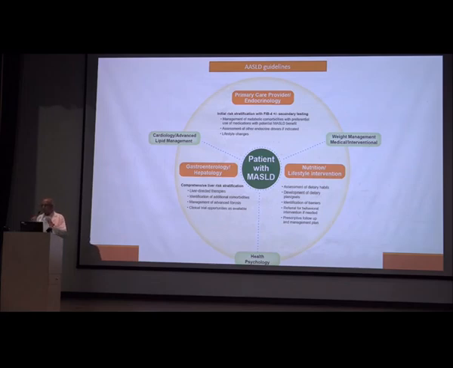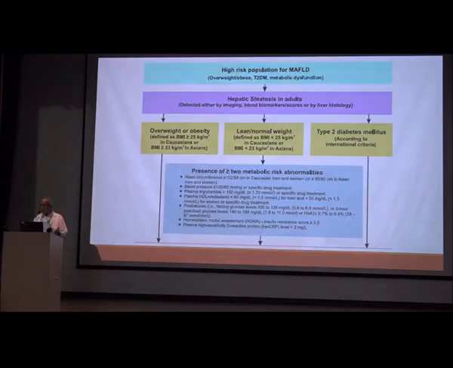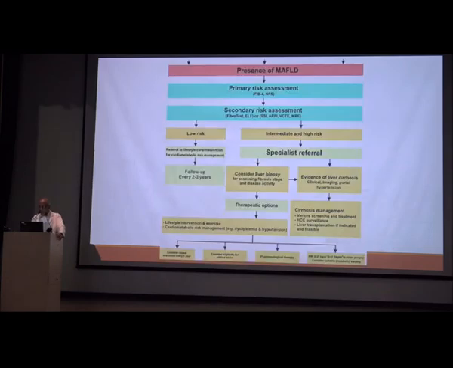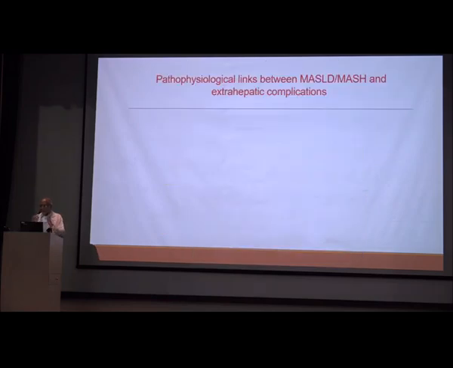And I'm very happy that the 2023 AASLD guidelines, as narrated here, talk about all this. Similarly, even the EASL, which is more exhaustive, also talks about all these risk factors and ways to handle them. So there are guidelines, but what is the practice? That one needs to see clearly. And do they need further refinement? So, pathophysiological links between MASLD and extrahepatic complications.